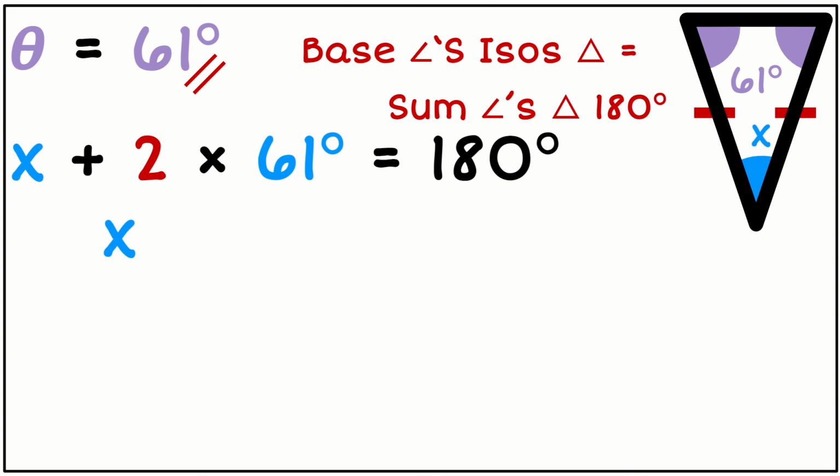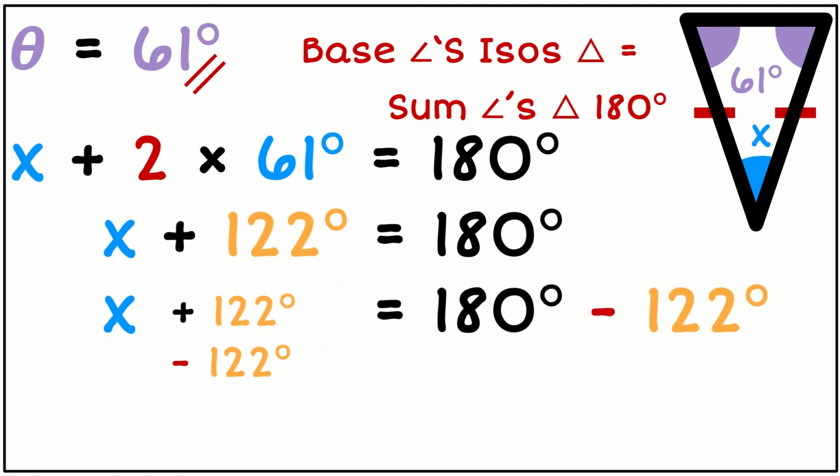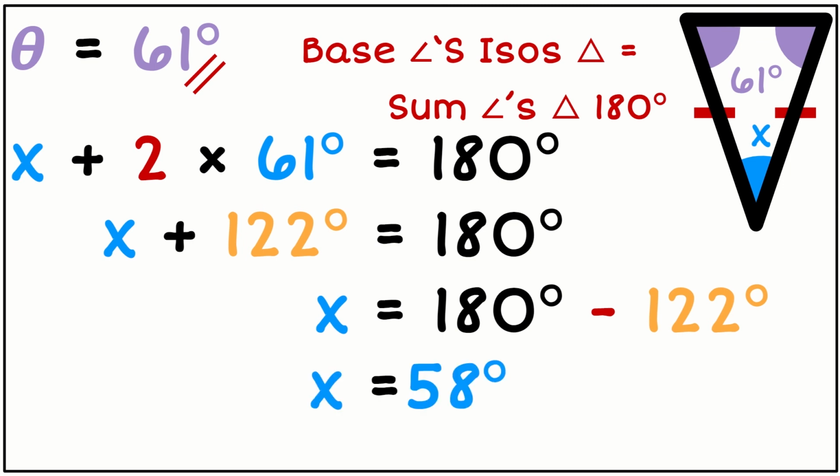Now I can solve this. So 2 times 61 is 122. And then I'm going to subtract 122 from both sides, which leaves me with x equals 180 minus 122. And 180 minus 122 is 58 degrees. And so there is my answer. So x is equal to 58 degrees.